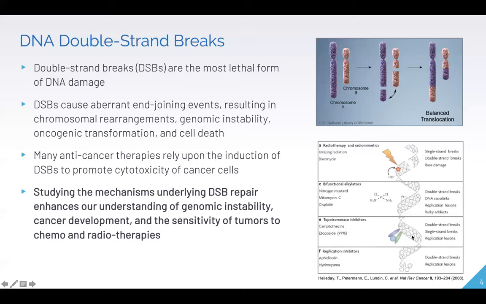There are other agents that are a little bit less associated with double-strand break induction. These are typically our replication inhibitors, aphidicolin and hydroxyurea. Hydroxyurea used to be considered for chemotherapy in the past, but is no longer used at any noticeable frequency. Aphidicolin is another agent.